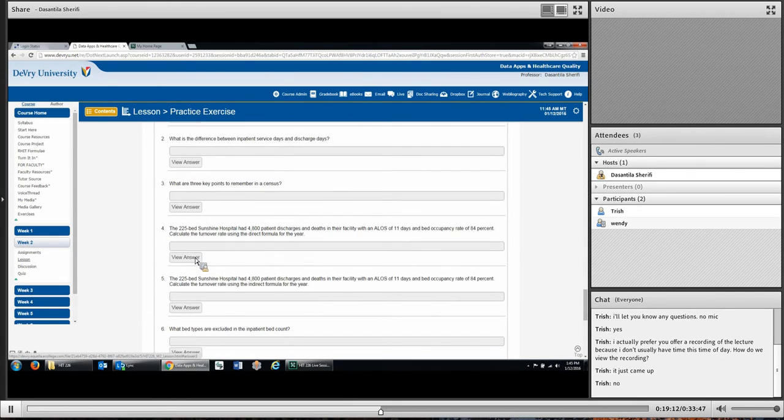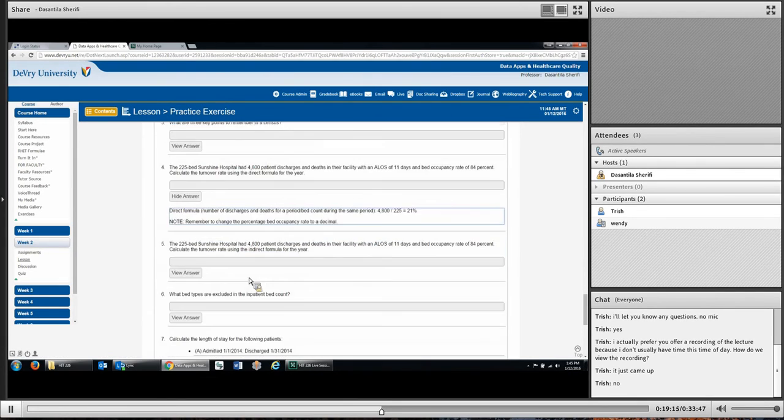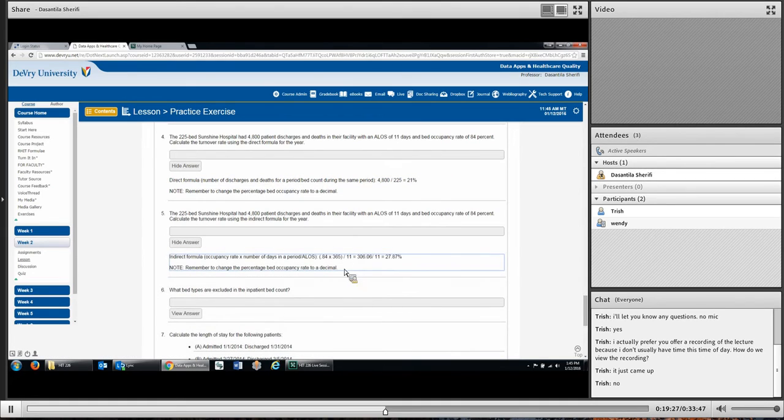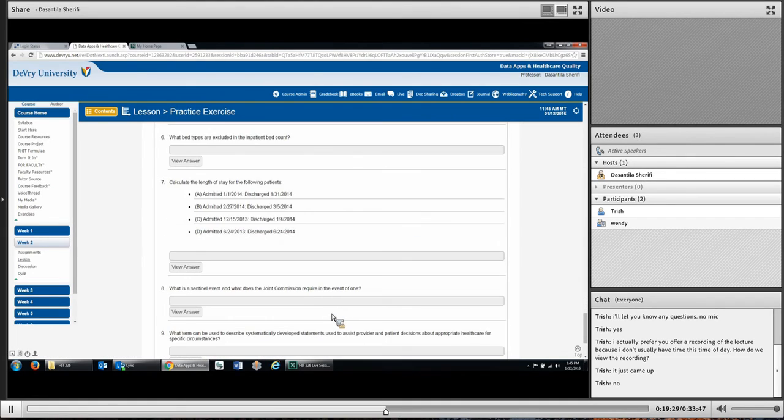So you can view the answers here. Okay, so this is the problem. You can try to solve it, but then definitely you can view the answer and try to understand it. If you don't understand it, just ask. Okay, so here's another one, and again, the solution is right there.